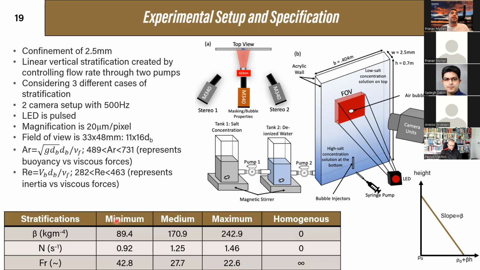We perform our experiments at 3 different stratifications, which correspond to approximately Froude numbers ranging from 42.8 to 22.6. And we also perform our experiments in homogeneous fluid just to see the comparison of what the differences are in the flow structures that take place.